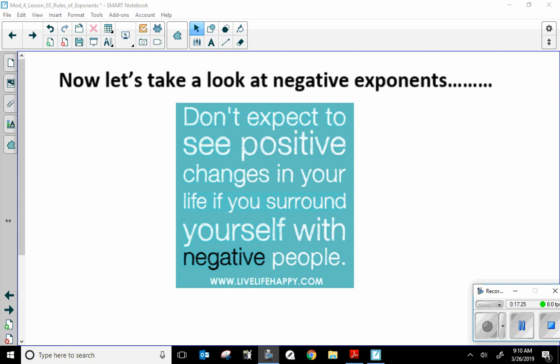I love this saying, so I kept it in the notes. And it says, let's take a look at negative exponents. We're going to work with them exclusively now, the second half of the notes. That will be in almost every problem we do.